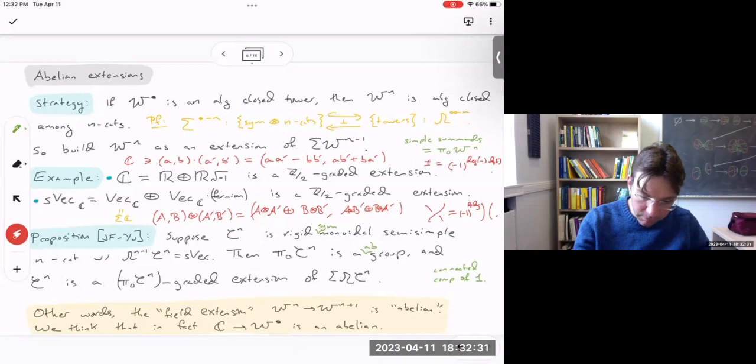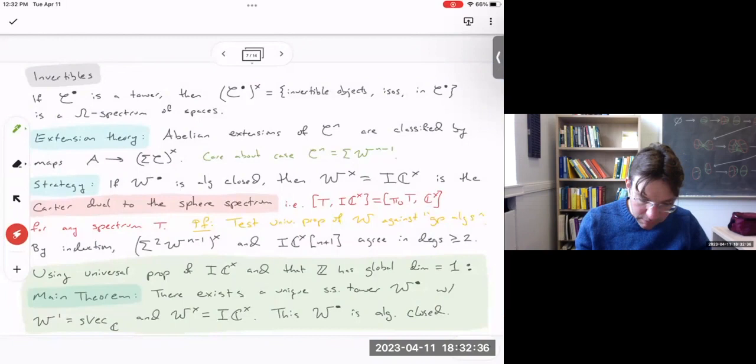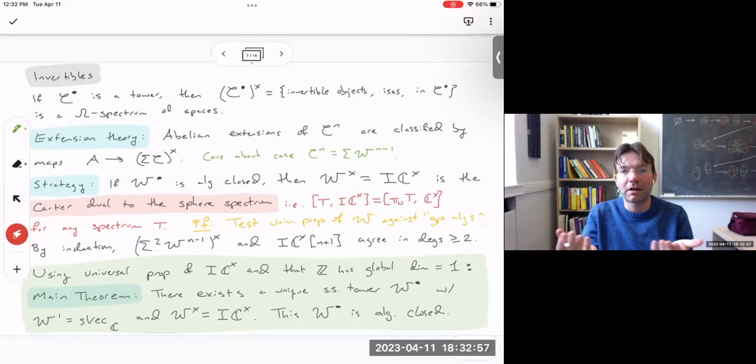Okay, so now I can start looking for abelian extensions. So this is the next step of the construction. A tower was a type of omega spectrum. It was a type of spectrum of categories. Every category has a space living inside of it, its space of objects. And if I have a monoidal category, then it also has a space of invertible objects.